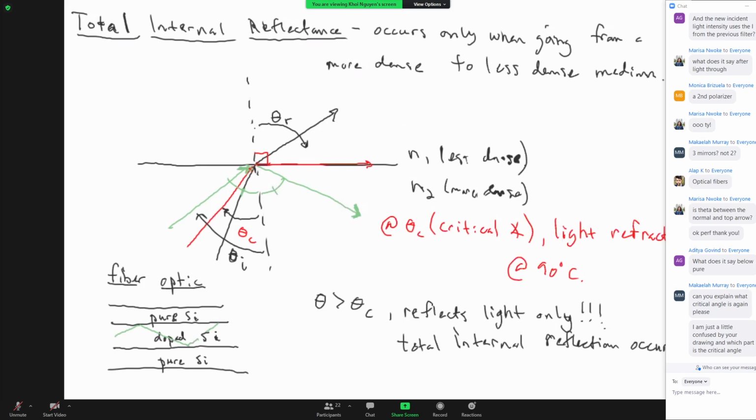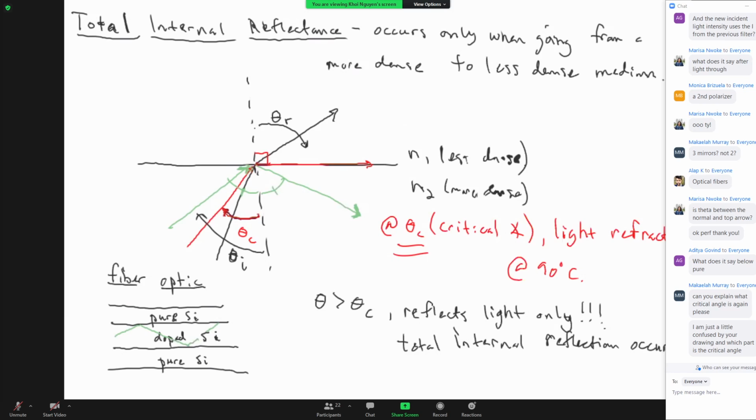Isn't it labeled theta C? That's what theta C is. It is labeled, but like which angle is it? The one for the red. Oh, okay, because it was in black. Sorry. Yeah. And then the bottom one is the incident angle? Yeah, and all of these can be incident angles, right?